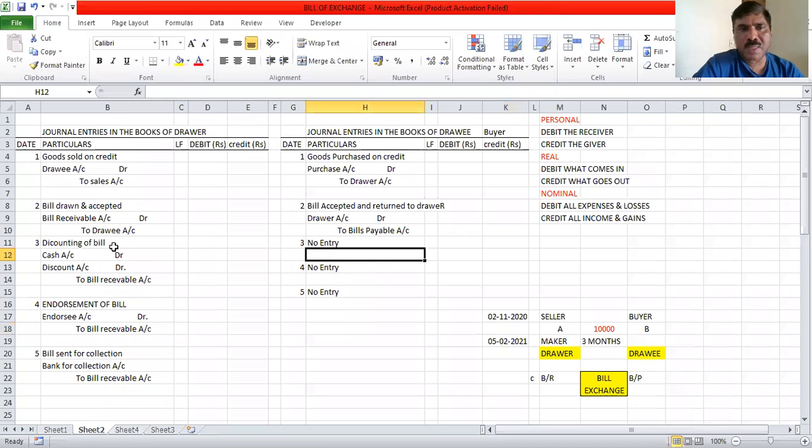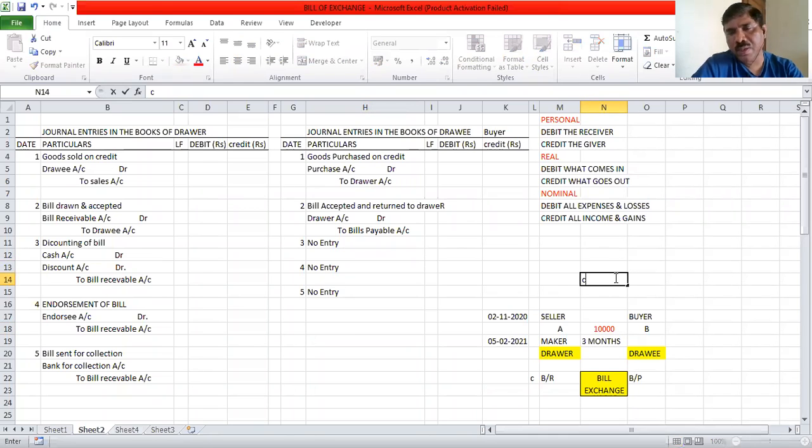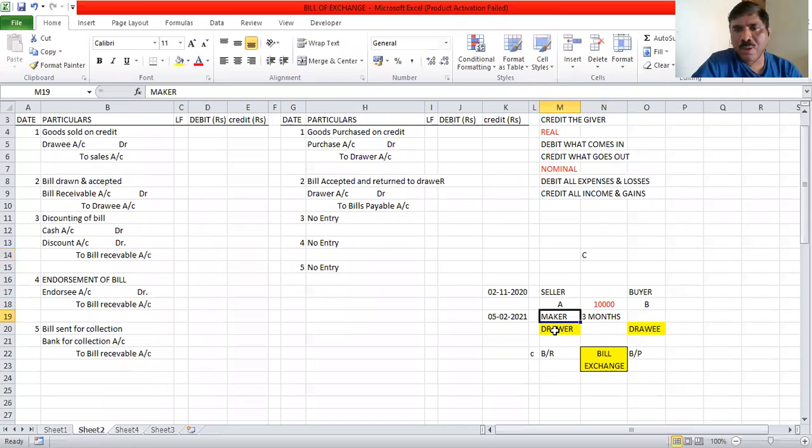Next, suppose in some cases it also happens that he has not discounted this bill and he is holding it, but one fine day some other person, maybe Mr. C, wanted to have money or is supposed to receive money from Mr. A. So Mr. A doesn't have the cash and he says, take this bill, on the maturity date, that means 5th of February, you will get the money from Mr. B. Mr. C agrees to that. In that case, A is transferring that bill to Mr. C. That process we call endorsement of the bill.